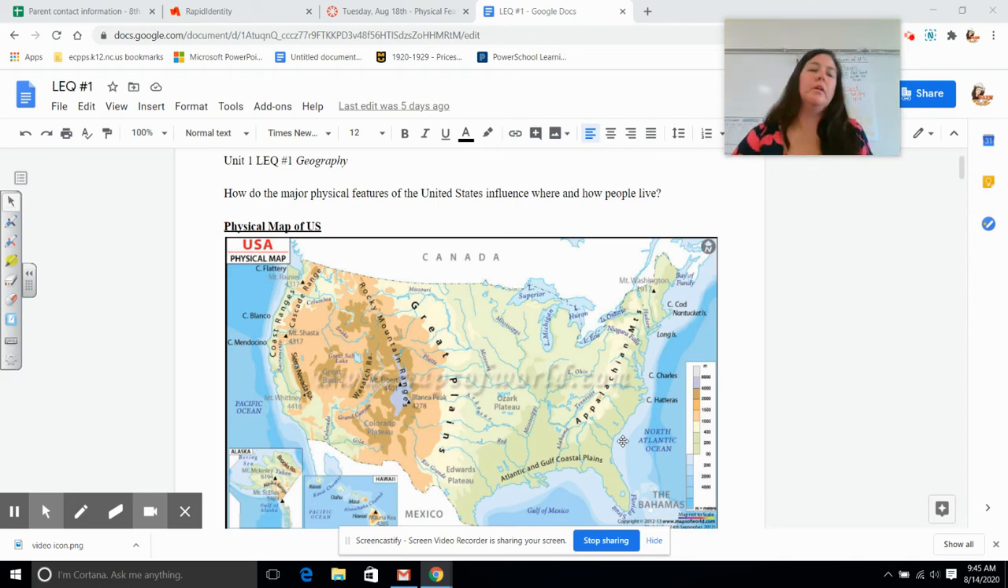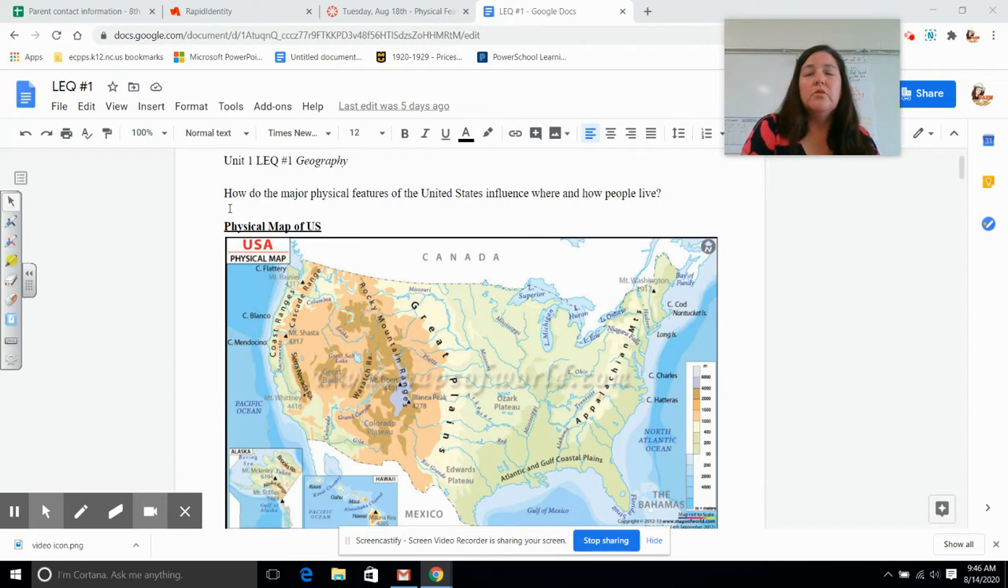Okay, so now what I'm going to do is show you all how to do the assignments that you're going to be working on next. You will notice our first essential question is, how do the major physical features of the United States influence where and how people live? If you go back to the activity that we just did, these physical features influence where people live and how people live. So think about the desert.